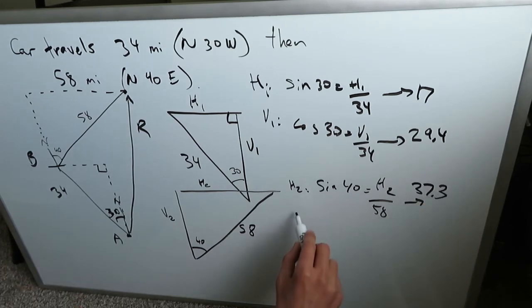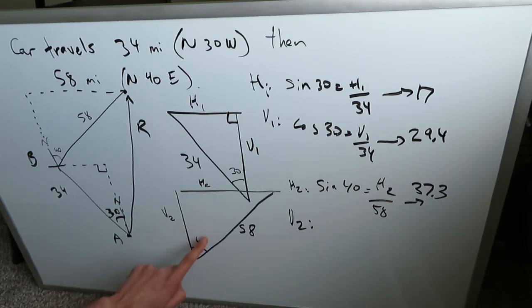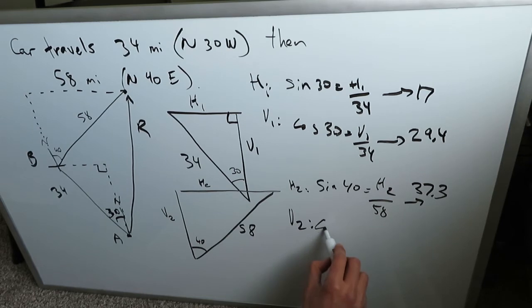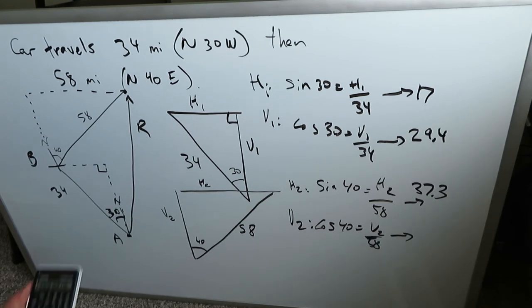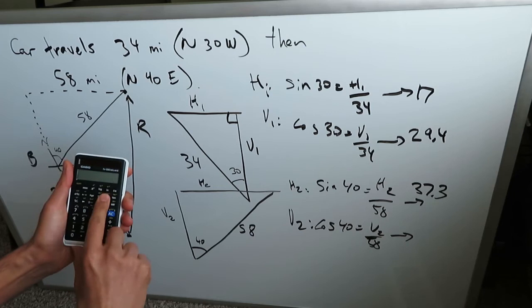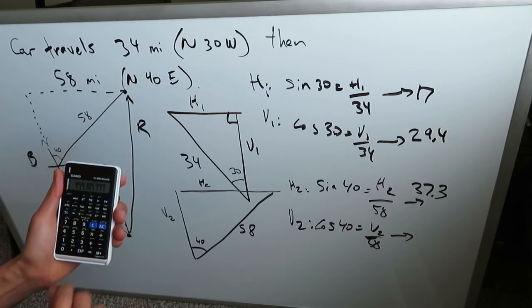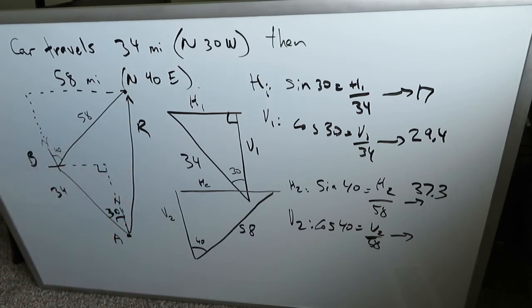37.3. Now let's do the v2 component. See, we're doing horizontal and vertical components. The v2 is actually adjacent to your angle, so you're going to use cosine. Cosine 40 is equal to v2 over 58. So what's the value of v2? Just do your simple trigonometry. Cosine 40 times 58, I get 44.4. This is my v2 component, 44.4.